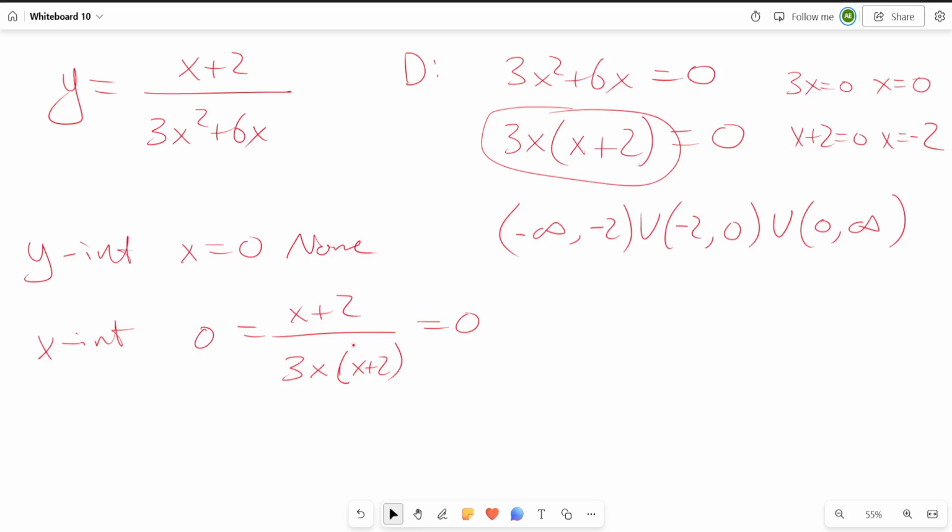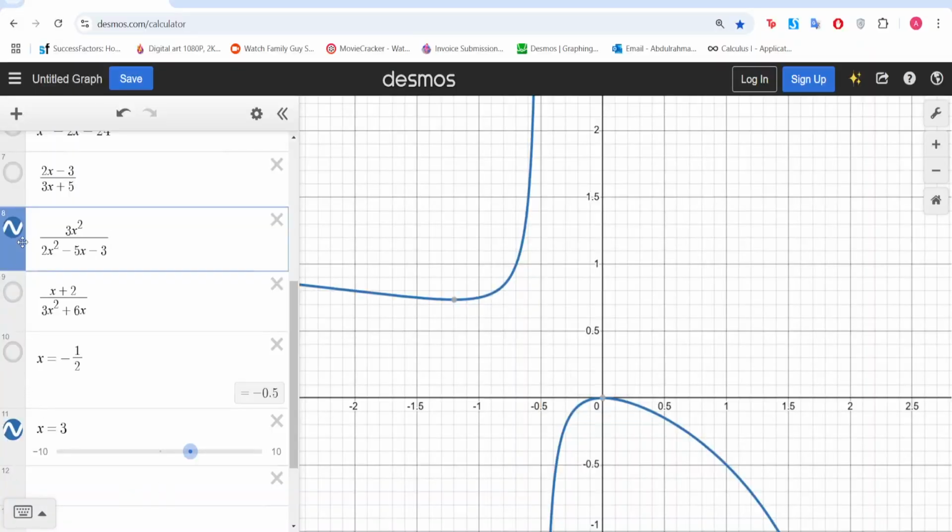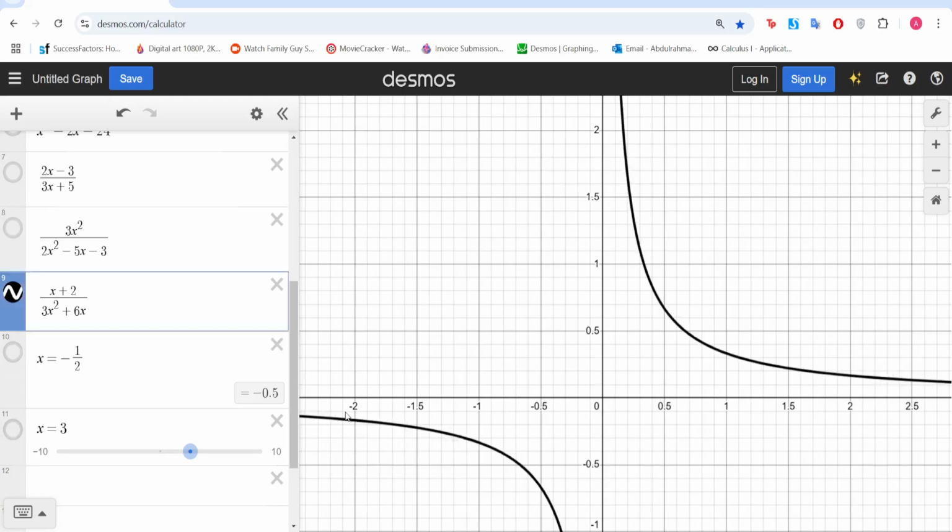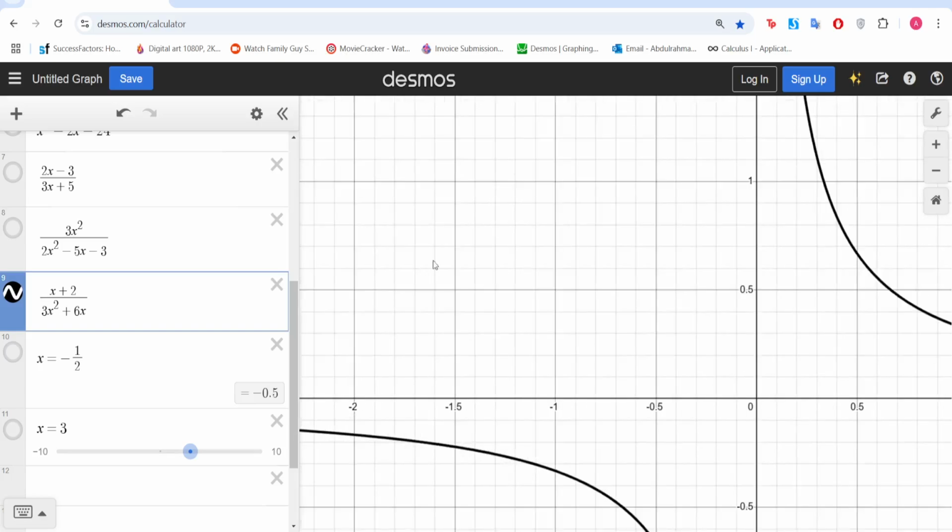Based on what we have been doing, what you will tell me is, okay, I will set the numerator equal to 0 to get my x-intercept. So my x-intercept will be at x equals minus 2. How is that possible? My domain is basically everything except minus 2, and my x-intercept is minus 2. How is that possible? If we plot this graph, we will see that we actually do not have an x-intercept at minus 2. We can see that when x is minus 2, we do not cross the x-axis.